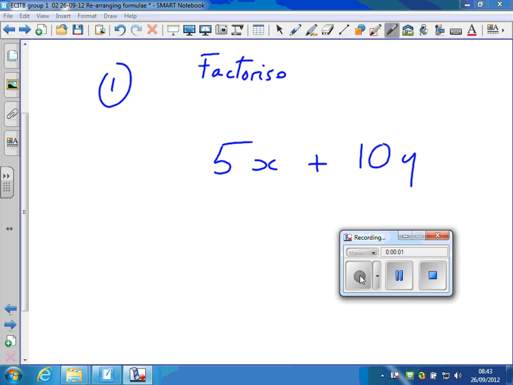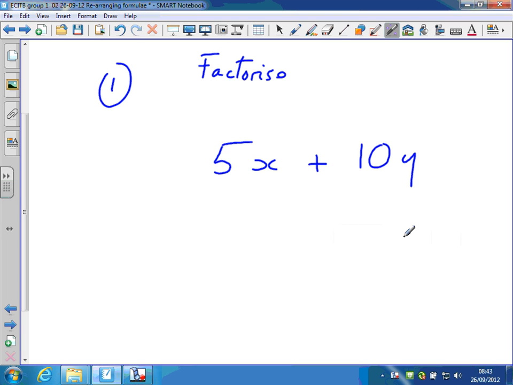So this drill for this week then. Factorize this expression. So here's an expression. It's got in it two terms, and each term has got two elements in it. So this 5 is an element, and x is an element within that term. So there's two terms in this expression.